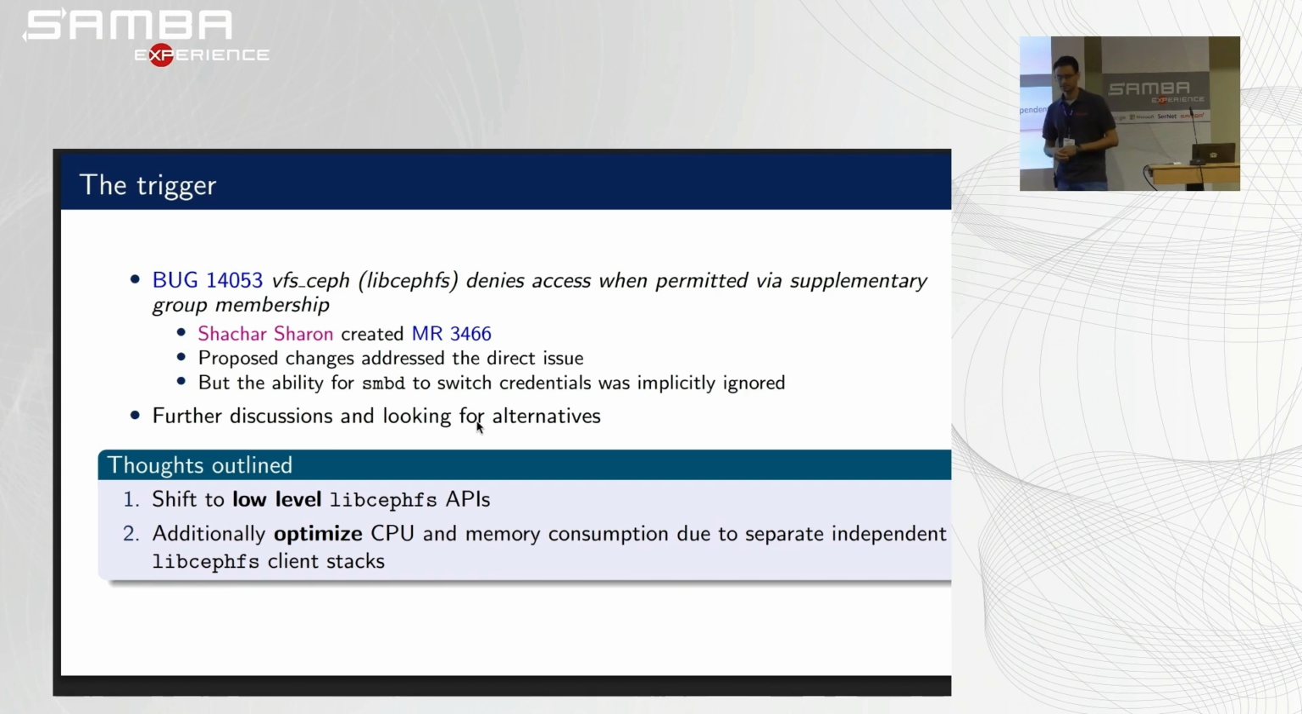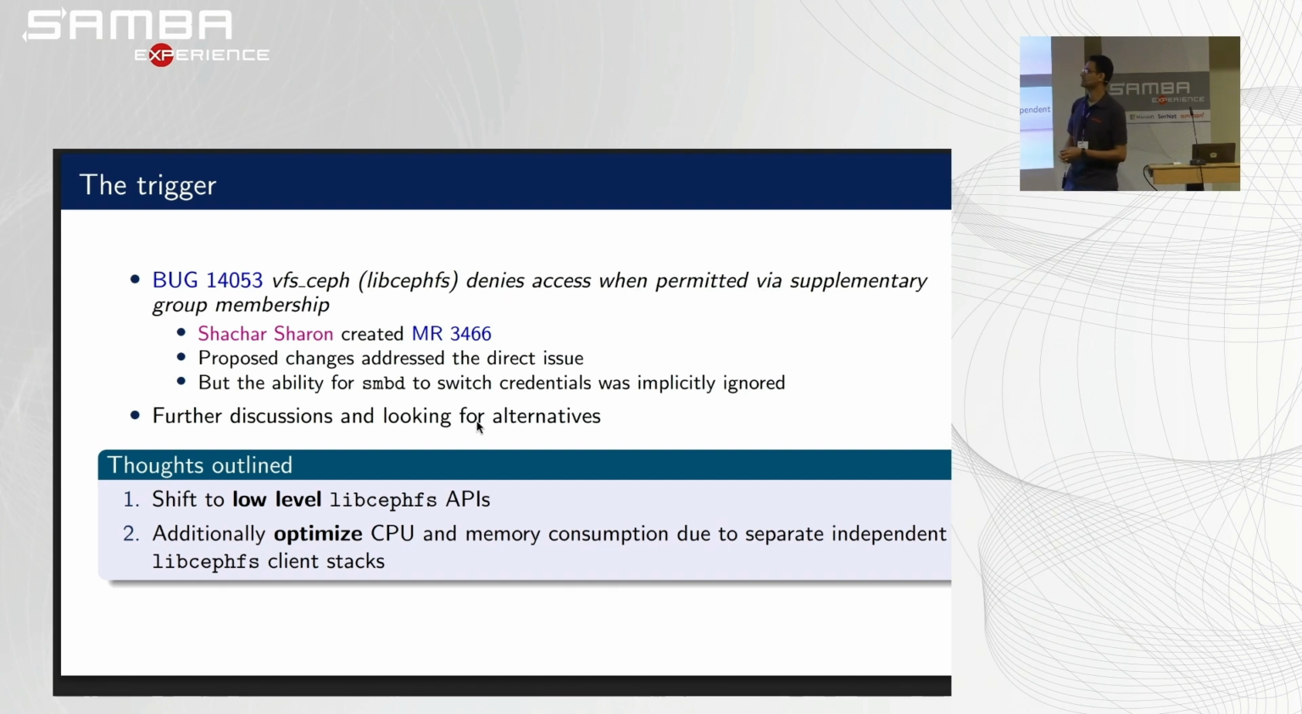And it was addressing the direct issue, the bug itself was fixed. But we lost the ability for SMBD to switch, let's say, to root to do some operations. This particular ability was lost because we were using a particular API from Ceph, which will internally make use of a fixed user group permissions. So the ability for SMBD to switch credentials was lost.